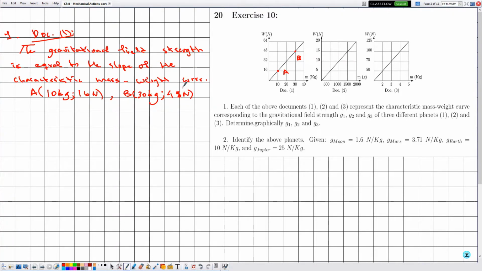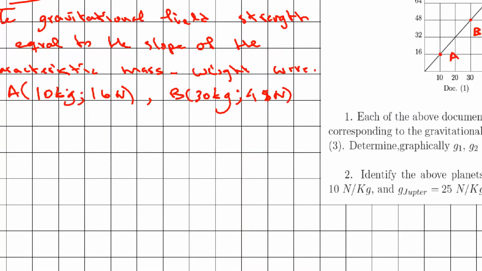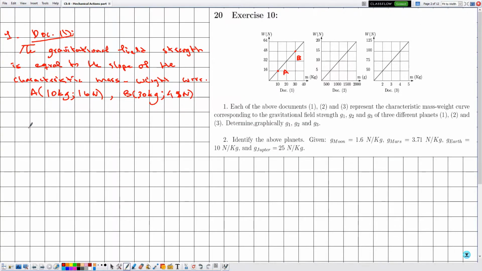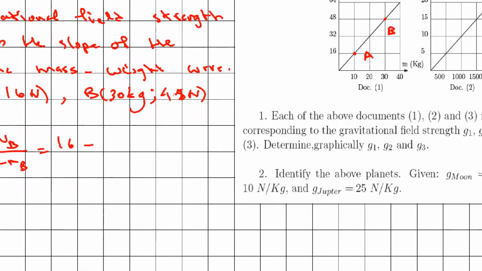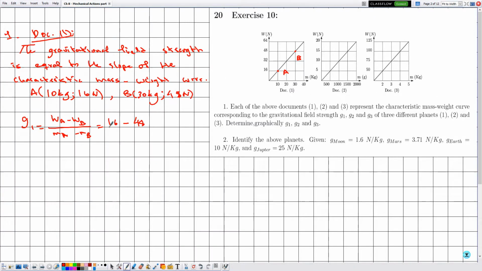Now we need to make sure that all of the given units are in the SI, and indeed all of the given units are in the SI. Mass is in kilograms and weight is in newtons. So now we directly move to the last step, which is calculating the value of g. Here we are talking about document 1, so g1 is given by WA minus WB divided by MA minus MB. The value of WA is 16, the value of WB is 48, over the mass of A, which is 10, and the mass of B, which is 30.